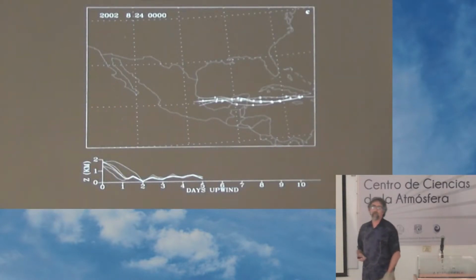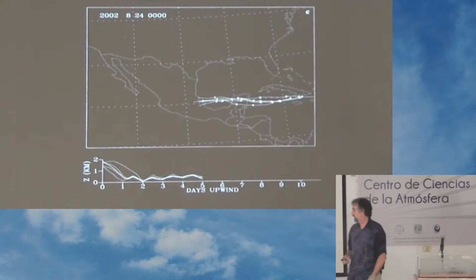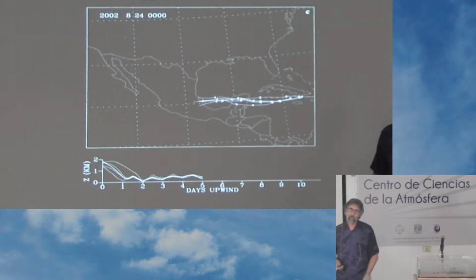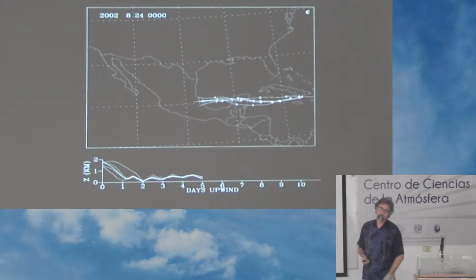Here's a couple of examples of how single trajectories can be used to help interpret air quality studies. So in this case, the Contaminación Ambiental group here had some samples of atmospheric deposition in Veracruz. They were interested in estimating the source regions of the contaminants that they measured.